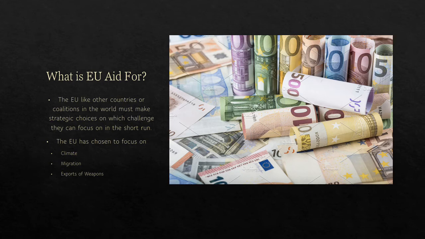The EU has chosen to focus on climate, migration, and exports of weapons. Obviously, there are other causes that they're passionate about and that they focus on, but those three have become the large focuses on allocation of aid and where they're giving aid, what sorts of NGOs they might fund, things like that.